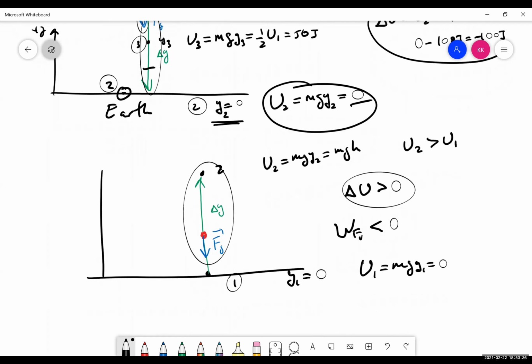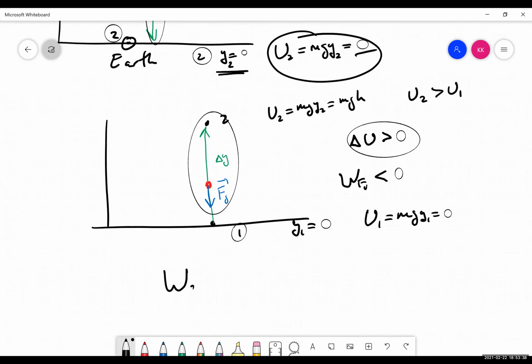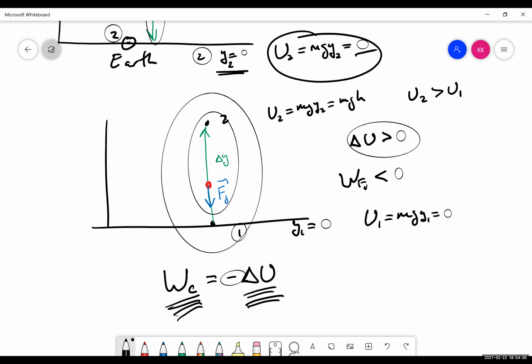So you can see why work done by a conservative force is equal to negative delta U. Because when this is positive, that is negative. When this is negative, this is positive. And that negative indicates exactly the differences between them. They always have opposite sign. When the work done by gravity is positive, potential energy decreases. When work done by gravity is negative, like in this case, potential energy increases.